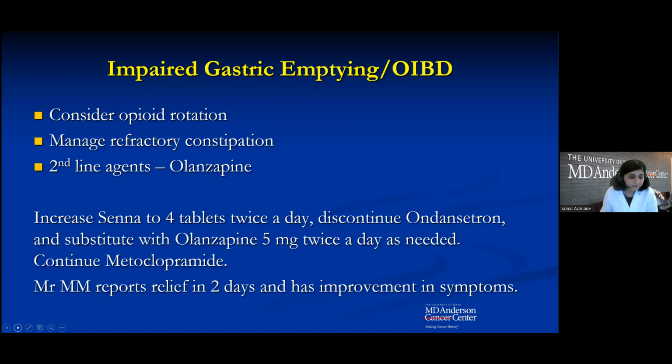So this is what you end up doing. You increase his Senna to 4 tablets twice a day. You discontinue the Zofran, and then you substitute that with olanzapine as the second line medication, and ask him to take it 5 milligram twice a day as needed. And you check up on him in 2 days, and now he's having improvement in symptoms. So remember, opioid-induced bowel disease, you can try opioid rotation, treatment of constipation, but metoclopramide is usually the drug of choice.